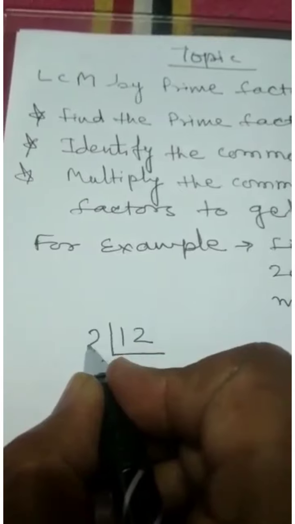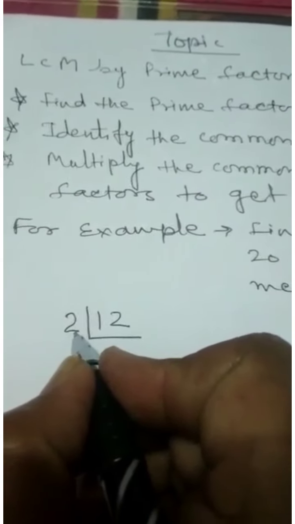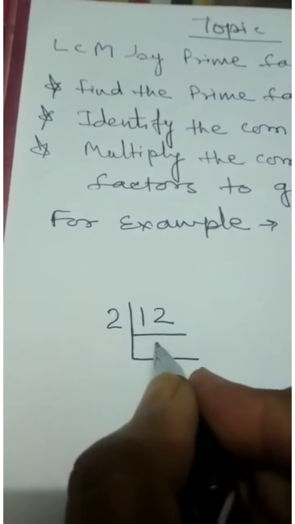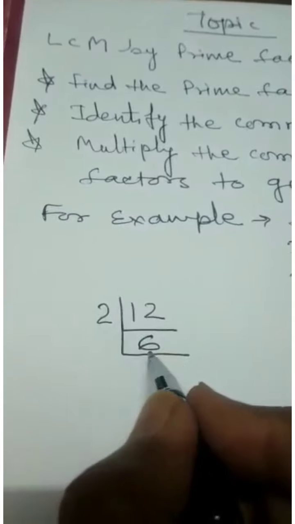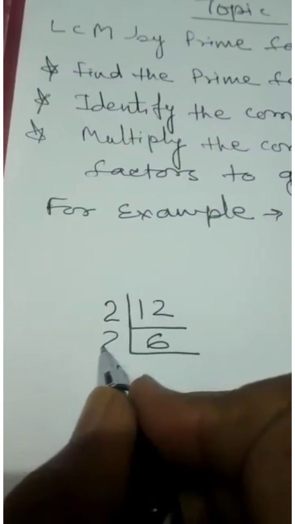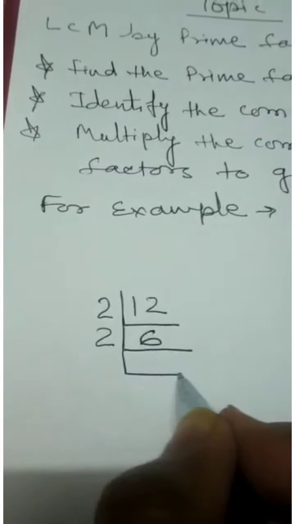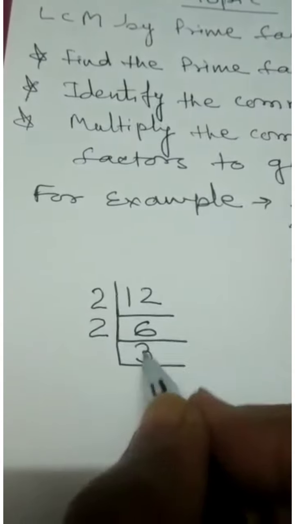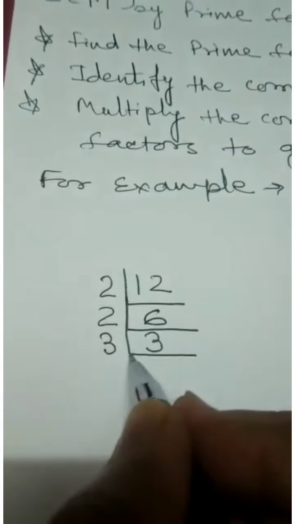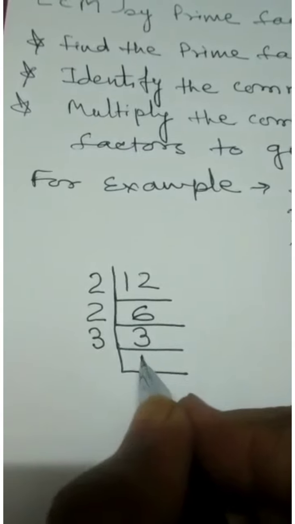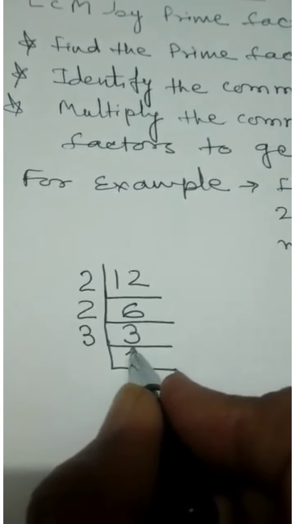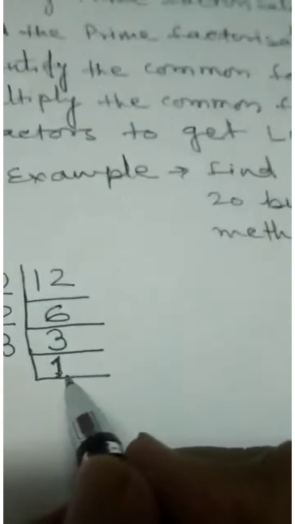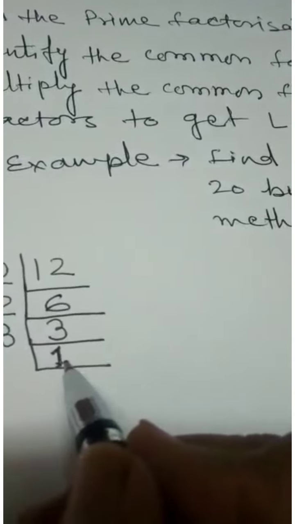12 divided by 2, because 2 is the first prime number and one factor of 12. 12 divided by 2, 6. 2 6s are 12. Then again divided by 2. 6 divided by 2, 3. 2 3s are 6. Next 3 divided by 3, because 3 is a prime number. 3 1s are 3. Now we get 1, so we will stop dividing.